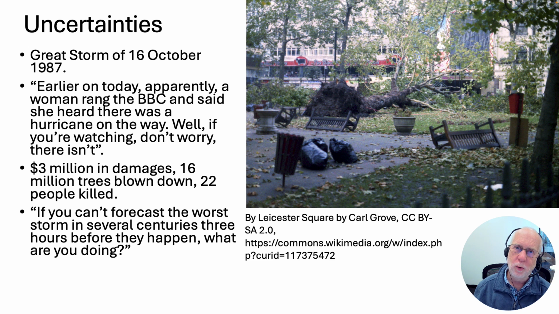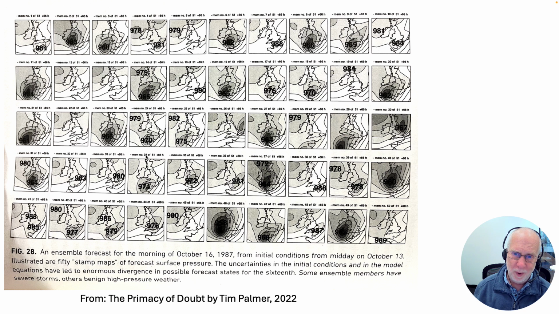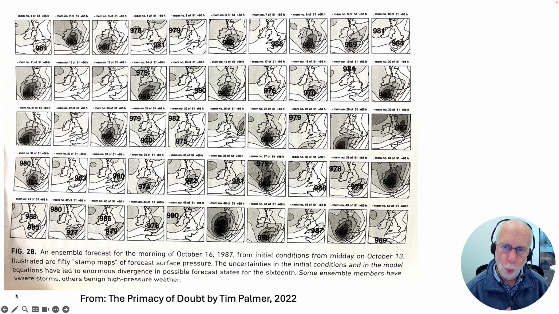Well, what happened? What went wrong with their forecast? Well, basically, actually, nothing went wrong with their forecast. It just so happened this was a time when the atmosphere was particularly uncertain. What they've done with the benefit of hindsight, as you can see in this graph here, this is from the book The Primacy of Doubt by Tim Palmer, who did this work, is take all the weather data that you had a day before, and instead of running one forecast, you run hundreds of forecasts.